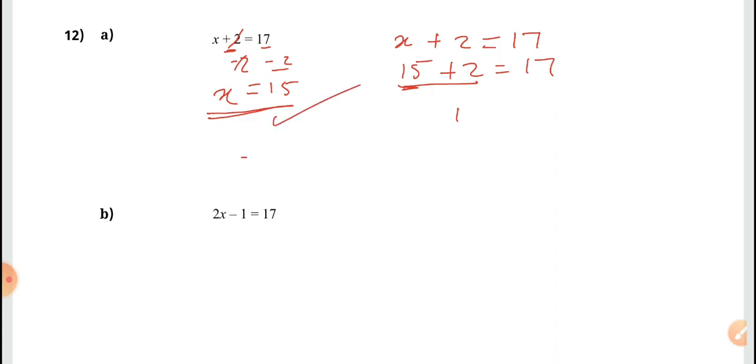Moving on to question B. We want the x by itself. 2x minus 1 is equal to 17. So we need to get rid of this minus 1 first. To get rid of the minus 1, we have to add 1 to both sides. 17 add 1 is 18. And here the take away 1 and the plus 1 cancels out, leaving us with just 2x. So 2 times x is equal to 18, or x times 2 is equal to 18.